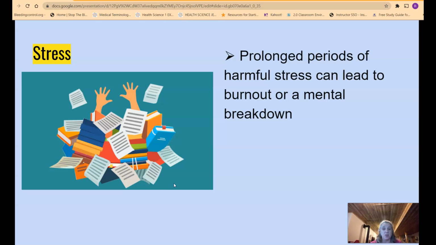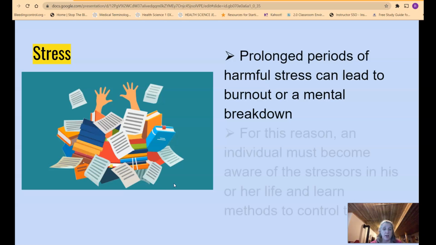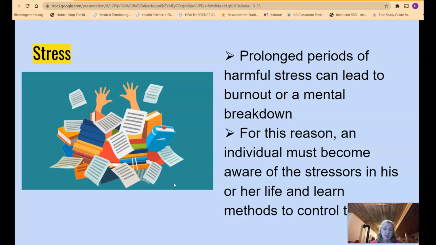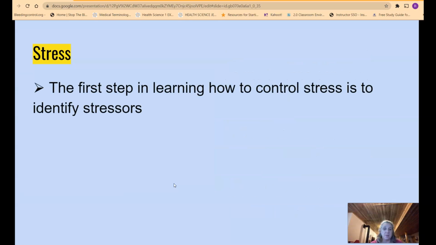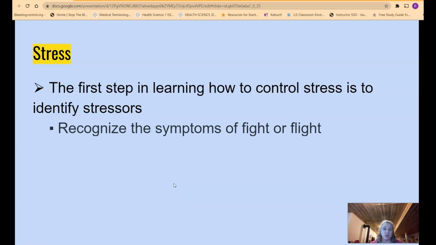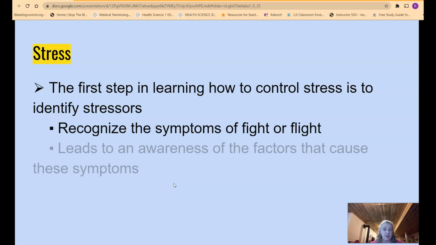Prolonged periods of harmful stress can lead to burnout or a mental breakdown. For this reason, an individual must become aware of the stressors in his or her life and learn methods to control them. The first step in learning how to control stress is to identify the stressors.